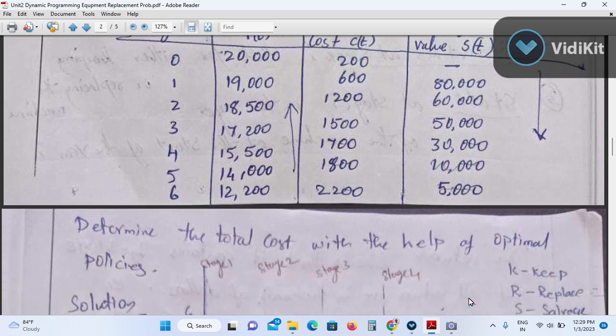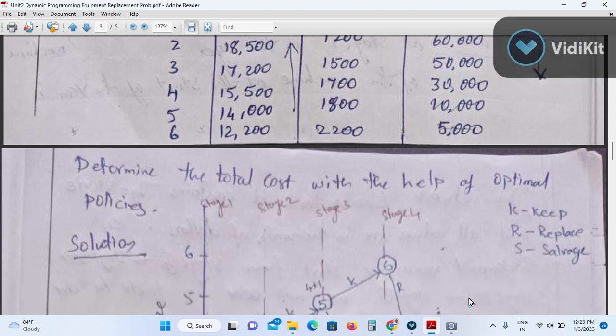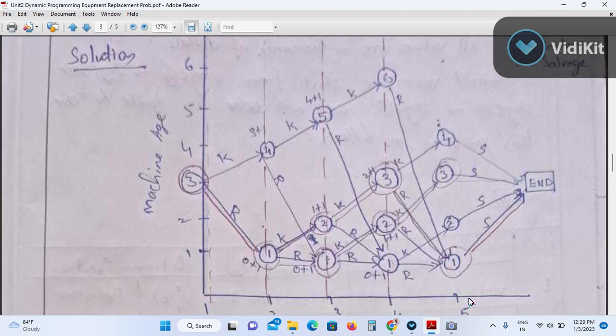Right, okay. So based on this, the question is: determine the total cost with the help of the optimal policy decisions. Based on the above things, what is the total cost, and what is the optimal policy you are going to take? Everything we have discussed here, we put in graphical form. So the question is clear.